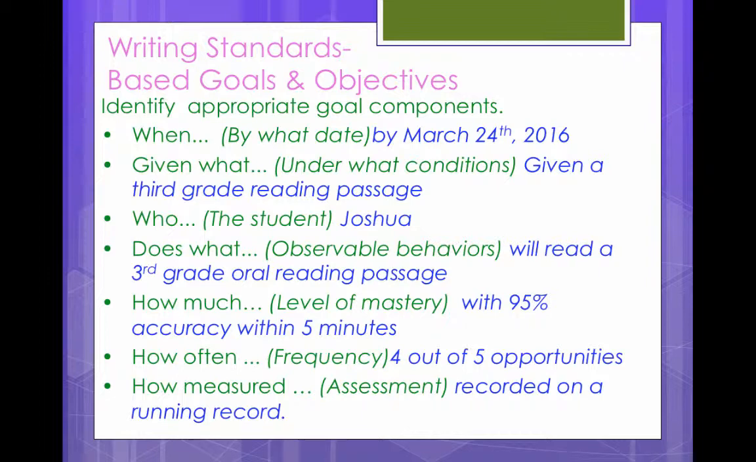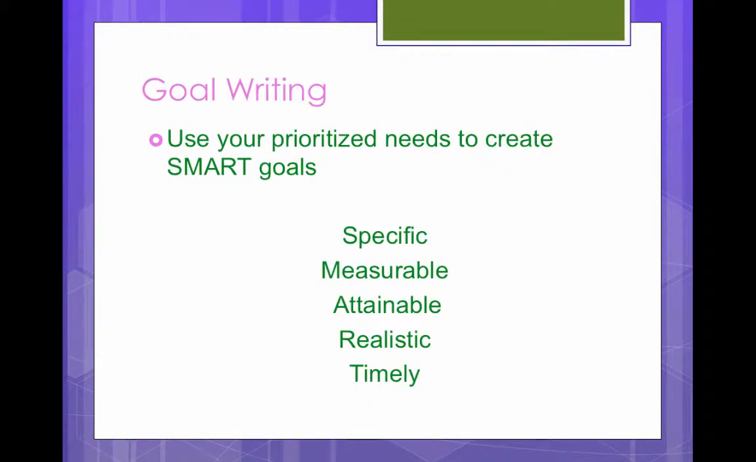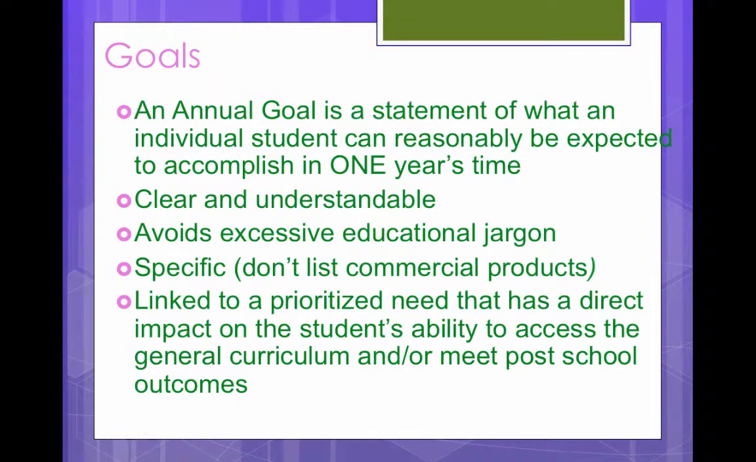So what do you want that to look like? And how is it measured? It's recorded on a running record for that one. So goal writing. Remember the SMART goals: specific, measurable, attainable, realistic, and timely. So goals. An annual goal is a statement of what an individual should be able to complete in 1 year. So think about the student. What can they get done in 1 year? Clear and understandable, avoids excessive educational jargon, very specific, and linked to their prioritized needs.